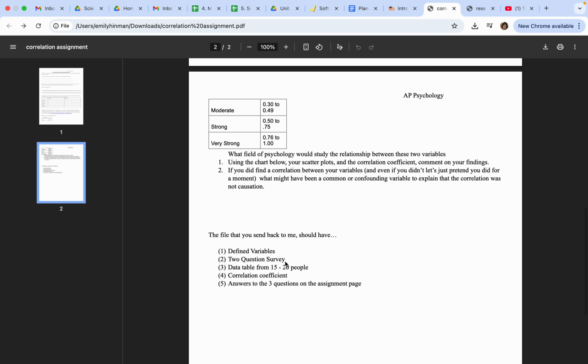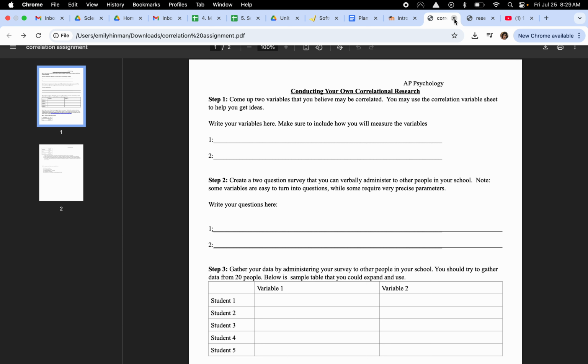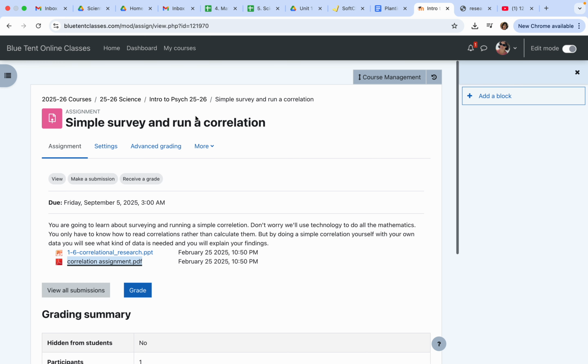All right, so you're going to send me a file with your variables, your question, your data. I like 15 to 20 is best, but if you get down to 10, we'll survive. The correlation coefficient and your answers to the questions. Okay, and again, I know this says, I told you sometimes you're going to see AP Psychology. If there's an assignment that I find works for both, I don't necessarily remake the document and take one word off. So it's for you. And I hope this assignment might take you, because you have to collect data, you might have to get your questions out and wait a little bit and come back to it.